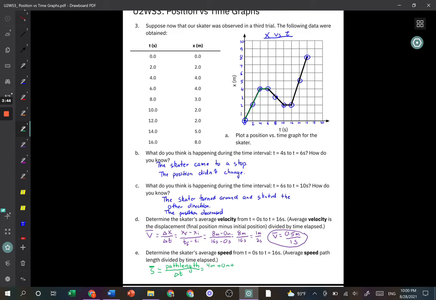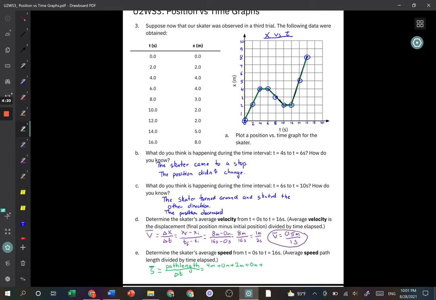In the next region of the graph, they went from a position of 4 meters to a position of 2 meters in those 4 seconds. So their position changed by minus 2 meters. However, they still traveled a distance of 2 meters. So I add 2 more meters to our path length. From 10 to 12 seconds, they stayed at that same position, so their distance didn't change. Add 0 more meters.